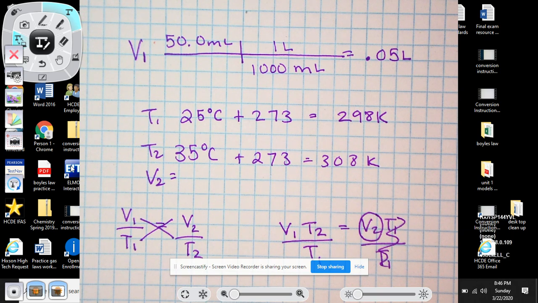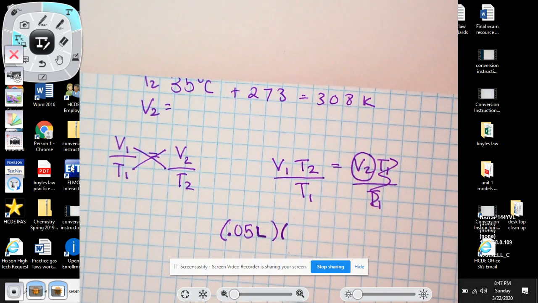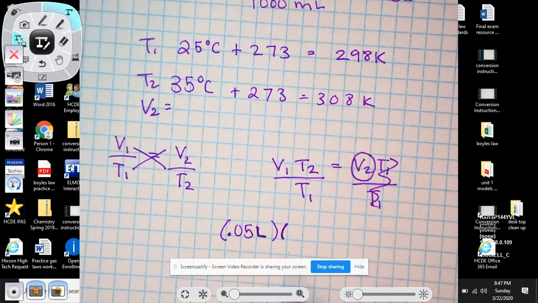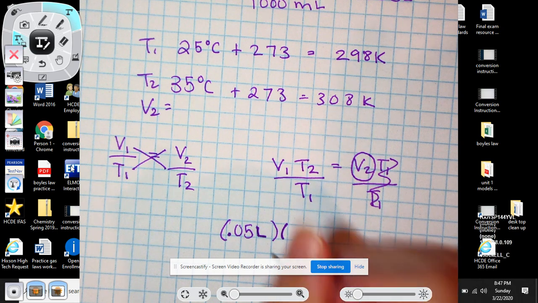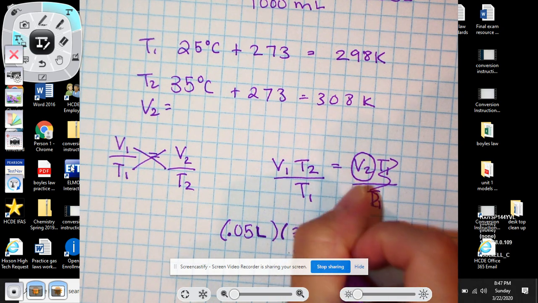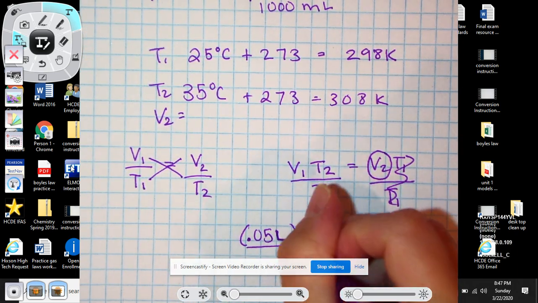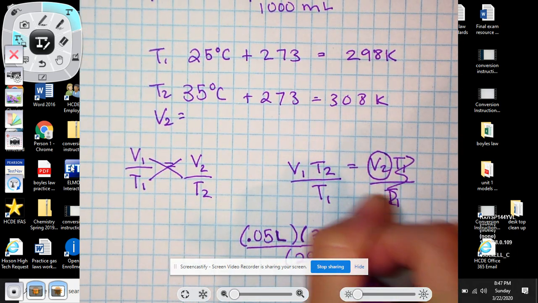All I do is plug numbers in now. V1 is up here, 0.05. So 0.05 liters. Don't forget to put your liters. Guys, when I'm telling you to show your work, this is the stuff we're looking for. This is what I'm looking for. Times T2. T2 was 308K. Divided by T1, which was 298K.